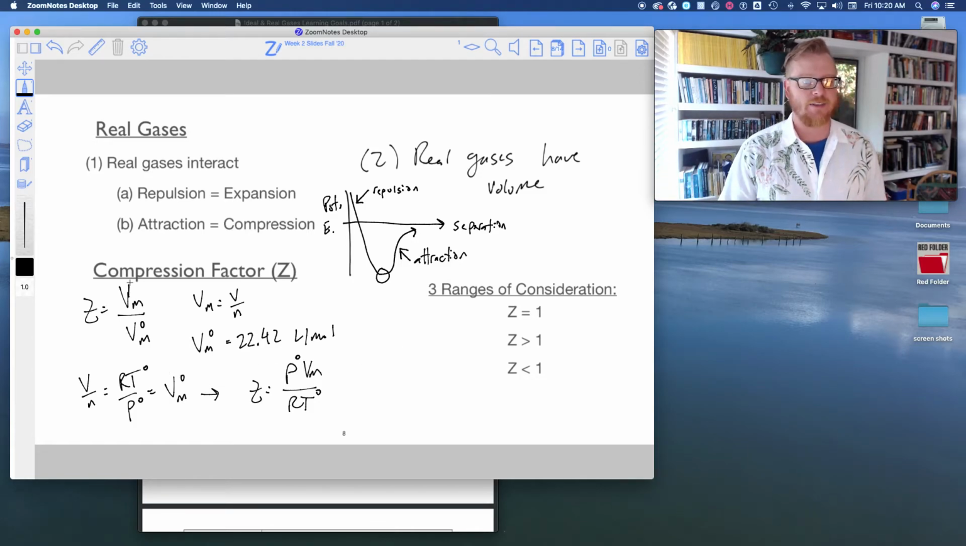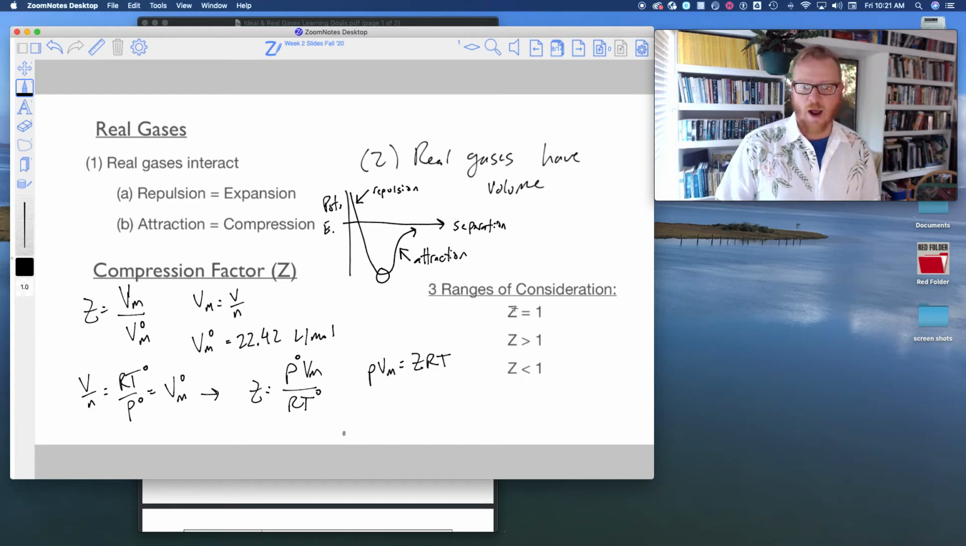So go back to this. This Vm will be nRT over P. This Vm standard will also be nRT over P. But one is at standard conditions and one is at whatever the other conditions are. Okay? And so another way to write that would be P Vm equals Z RT. Okay?